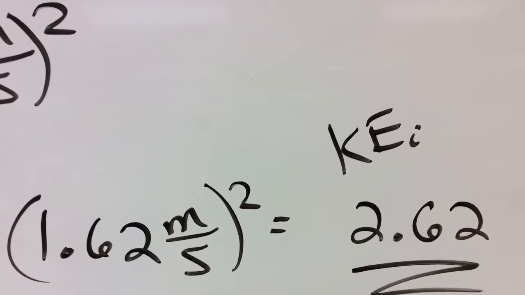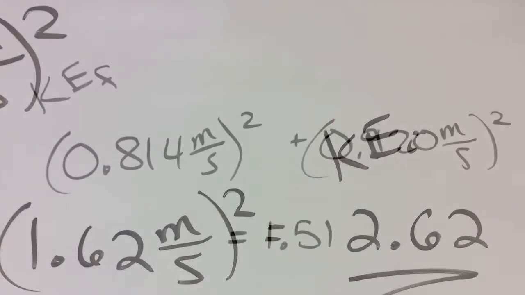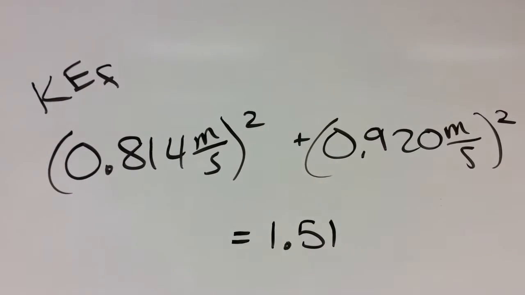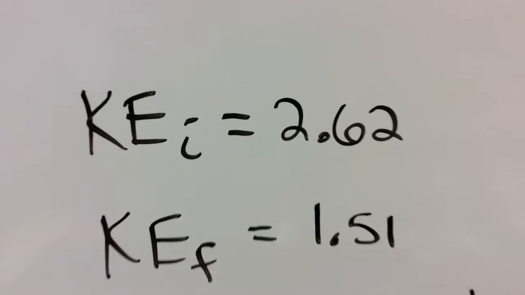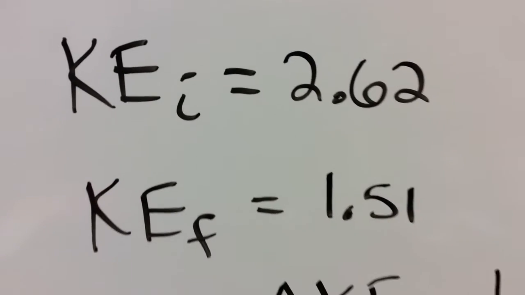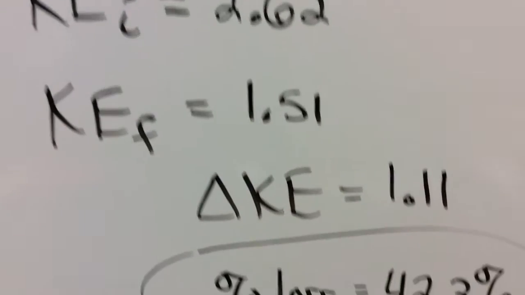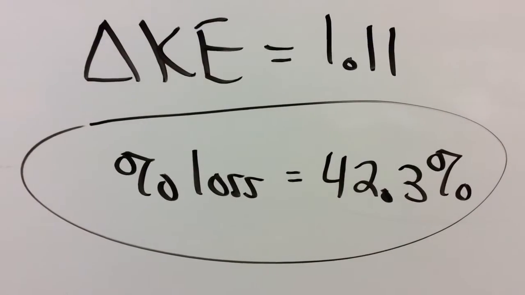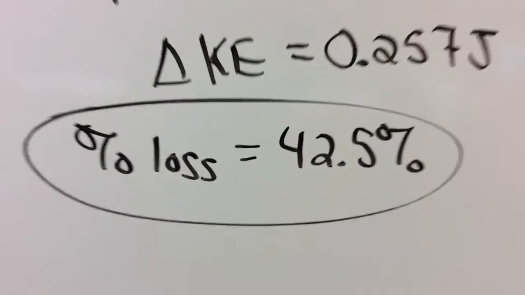The initial velocity squared is 2.62. And the sum of the individual velocities at the end squared, 1.51. So comparing the two, look at that. You get exactly the same percent loss, 42%. In this case, we lost more than 40% of the kinetic energy.